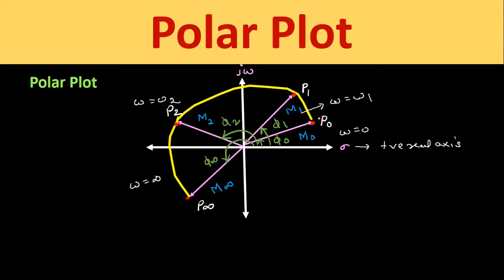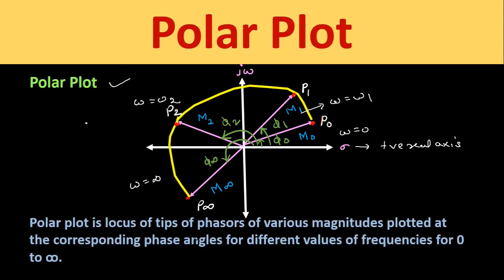After marking all the points P0, P1, P2 up to P infinity, we join all the points to draw the final polar plot. So we can say that a polar plot is a locus of tips of phasors of various magnitudes plotted at the corresponding phase angles for different values of frequencies from 0 to infinity.